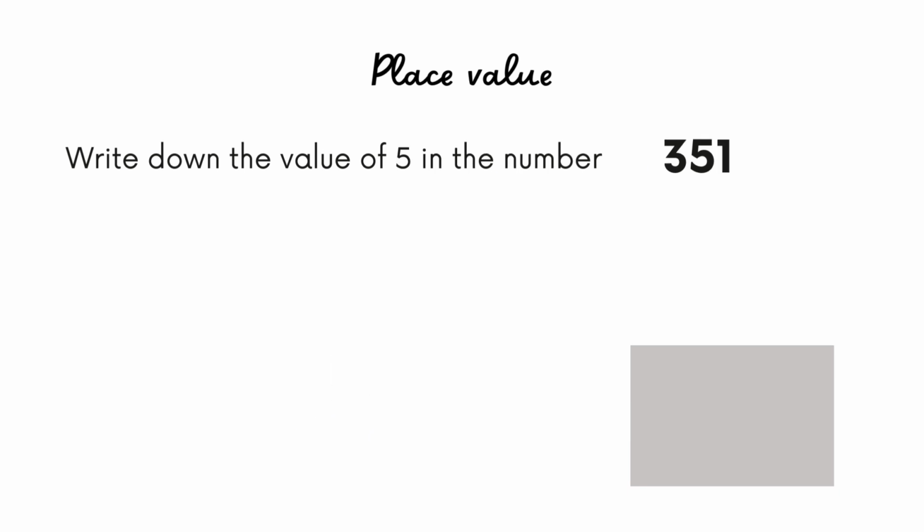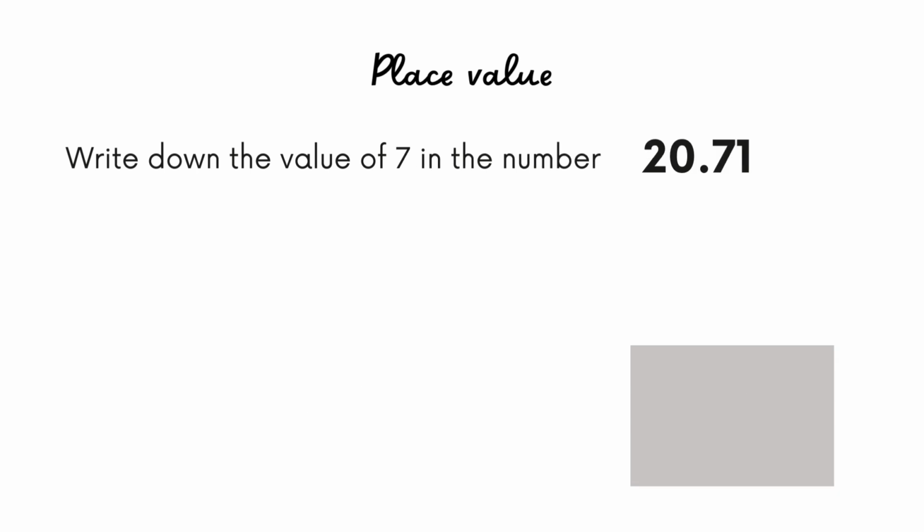Let's take another example. Write down the value of 5 in the number 351. So we arrange the number so that we know where each of the digits are placed. In 351, we have 3 coming under the hundreds, we have 5 coming under the tens, and we have 1 under the unit. So the 5 that we are looking for its value is placed under the tens. That means that the value of 5 in 351 is 50.